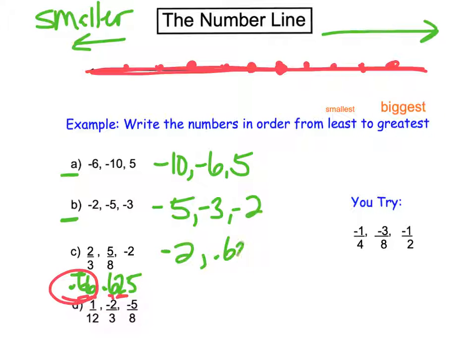So this one is considered smaller, or actually, don't write it as the decimal version. The book and any test you take is going to want you to write it back as its fraction version. So 5/8 would come next, and then 2/3 would come.